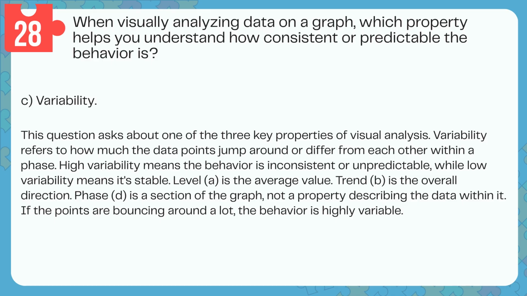Level, A, is the average value. Trend, B, is the overall direction. Phase, D, is a section of the graph, not a property describing the data within it. If the points are bouncing around a lot, the behavior is highly variable.